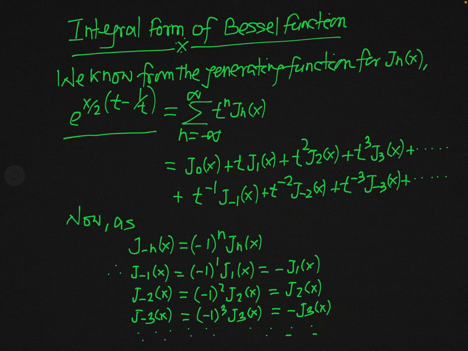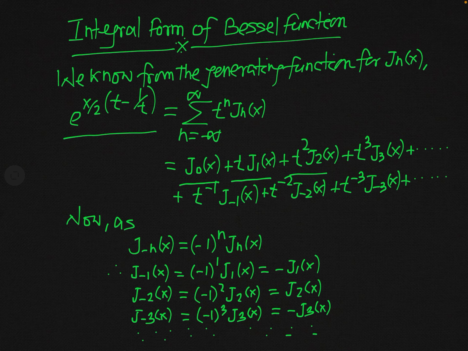In fact, after expansion we will get J0 of x plus t J1 of x plus t square J2 of x plus t cube J3 of x, and so on. This has been obtained by putting n equal to 0, n equal to 1, n equal to 2 and so on. Now when we substitute the negative values of n, what will be our result?